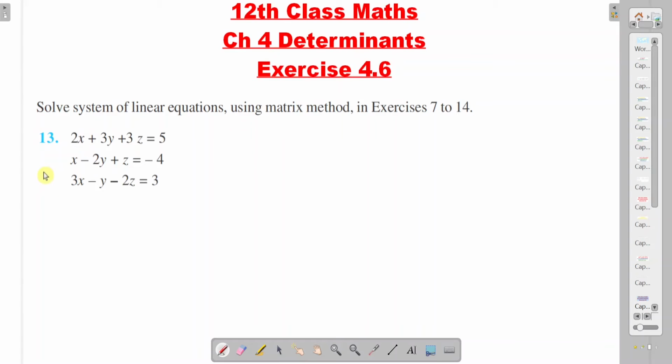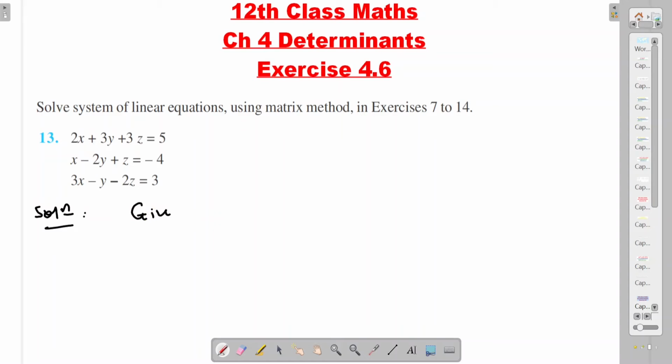In this video I will solve problem 13 and 14 of exercise 4.6 of chapter 4, determinants, of 12th class maths. The question here is: solve the system of linear equations. So we have to solve this system of linear equations for x, y and z. So let us start the solution.